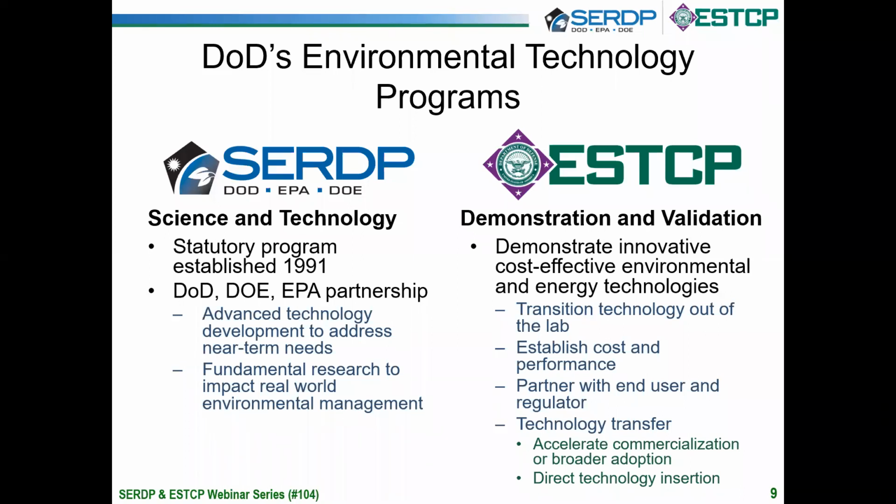ESTCP, the Environmental Security Technology Certification Program, is our demonstration and validation program. Often what we see is that the knowledge or the technologies that are developed under SERDP will mature and progress into ESTCP, where we can demonstrate the technologies in the field. What we really work on is transitioning those technologies out of the lab and into the field, where we can establish the cost and performance and develop knowledge that the end user can use to implement these technologies at their site.